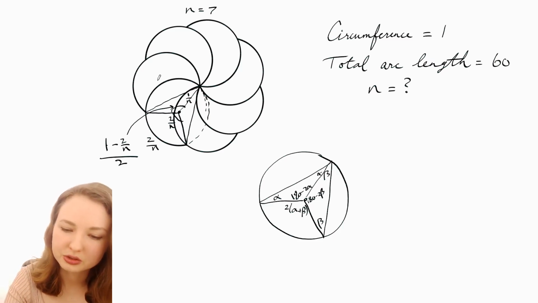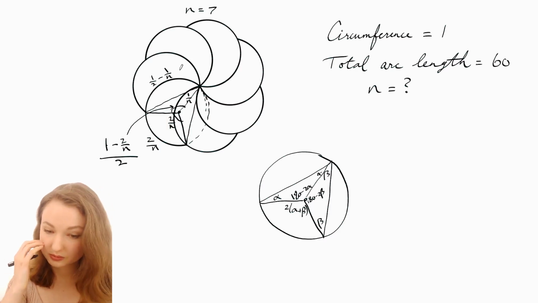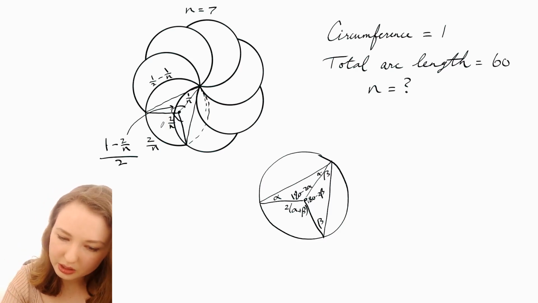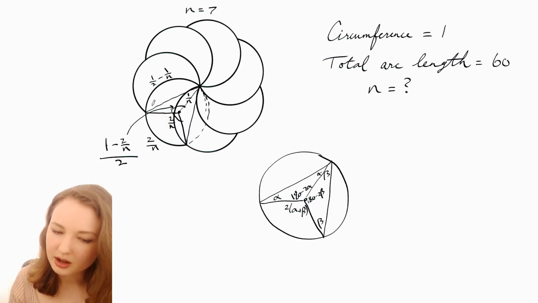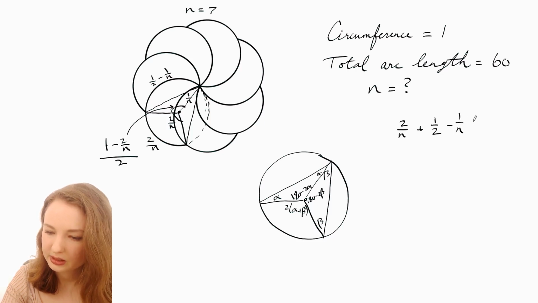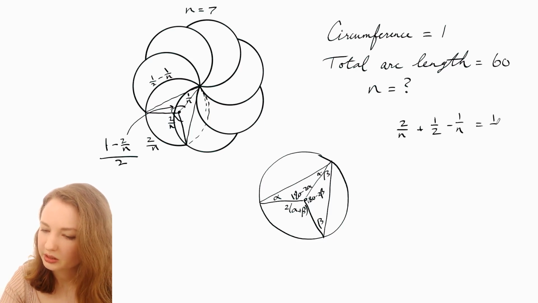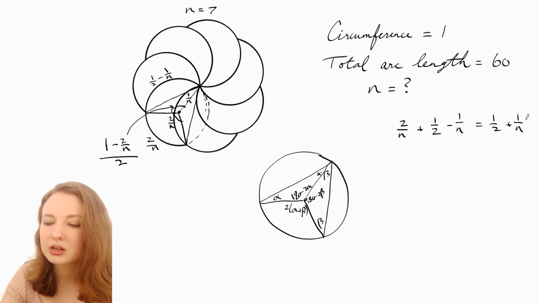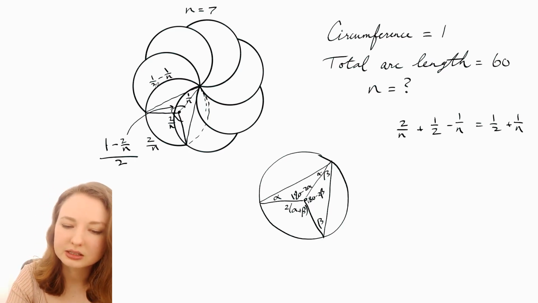And that simplifies to 1 over 2 minus 1 over n. So we know that one and we know that one, and then we can just put those together. That makes half plus 1 on n. So that is that entire thing.